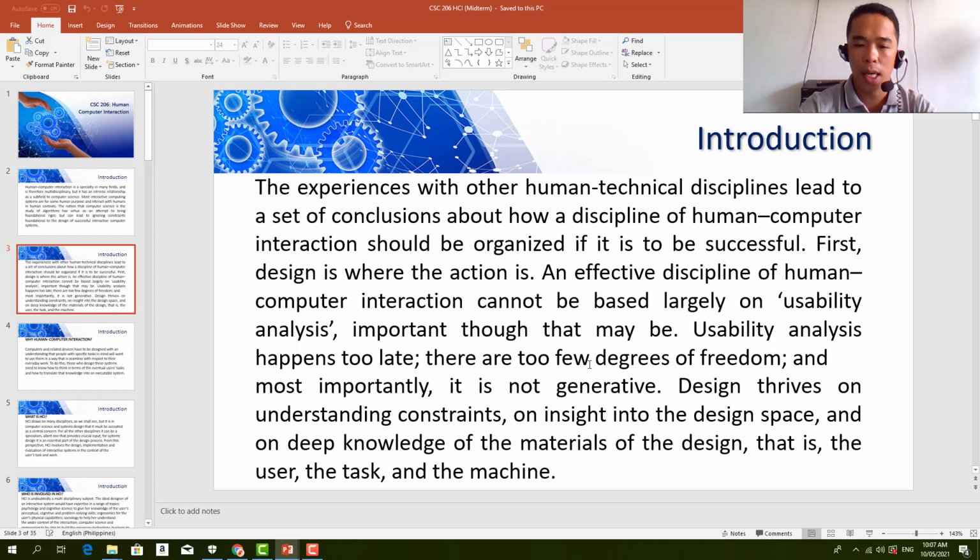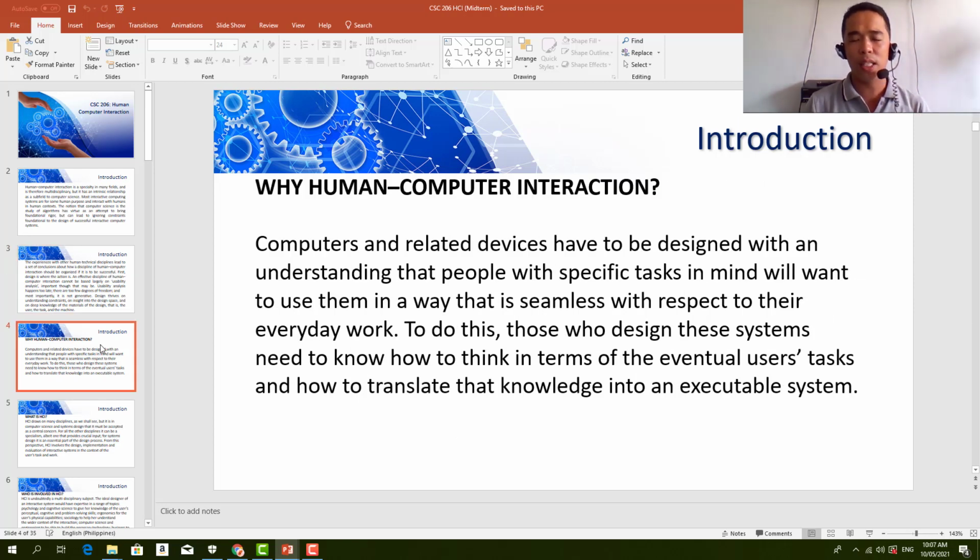Design thrives on understanding constraints and insights into the design space, and on in-depth knowledge of the materials of the design, that is the user, the task, and the machine. Our study will focus first on the user, then the system that we will be creating, and the machine wherein we can put our developed system. So why study human-computer interaction? Computers and related devices have to be designed with an understanding that people with specific tasks in mind will want to use them in a way that is seamless with respect to their everyday work.